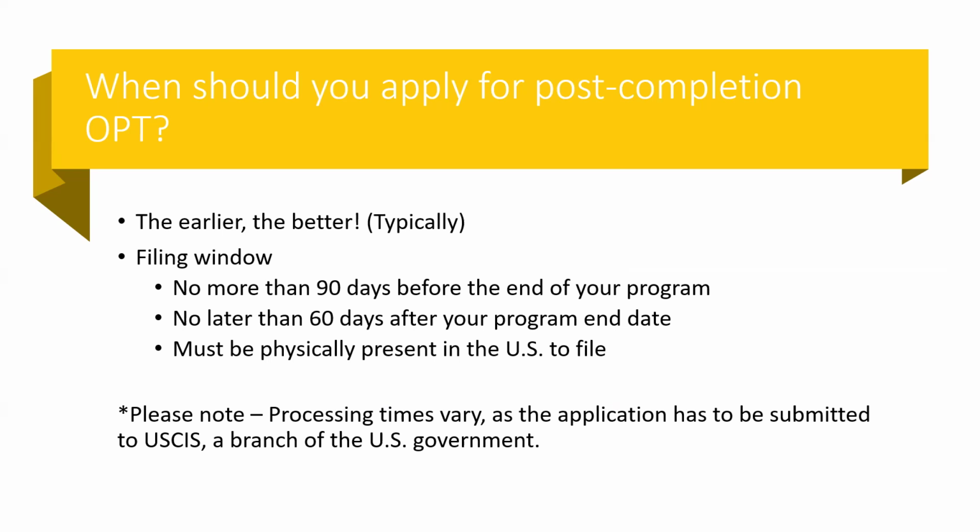For some people, it can take as little as a few weeks. For others, it could take up to 3 to 5 months. So to allow yourself the most flexibility and the best chance of having your work authorization when you want to have it, it's in your best advantage to file early. Your filing window begins 90 days before the end of your program, and it ends 60 days after. So that gives you a window of about 5 months. You cannot file before that window begins, and you cannot file after it ends.